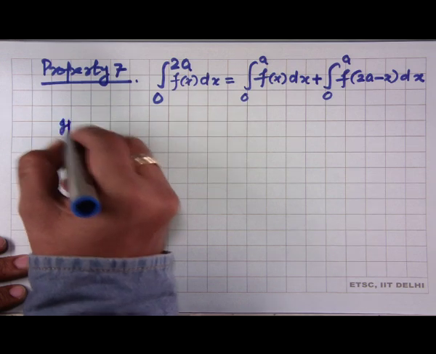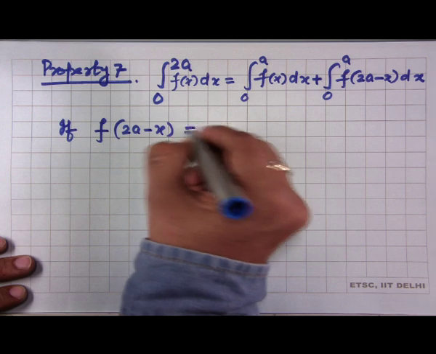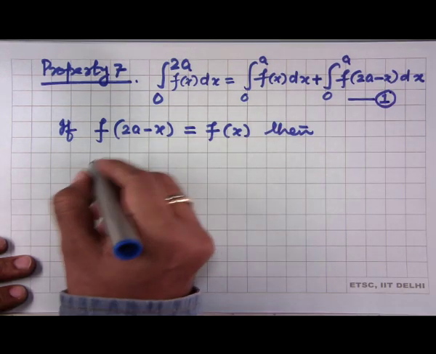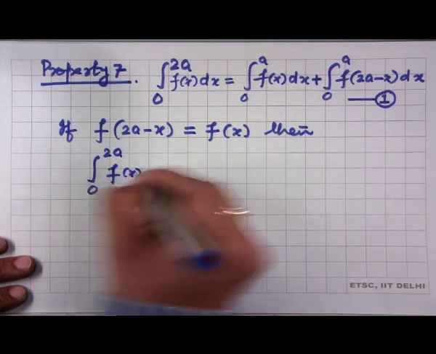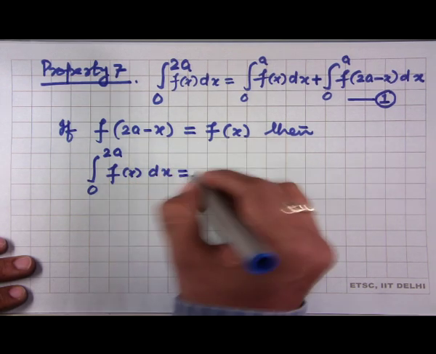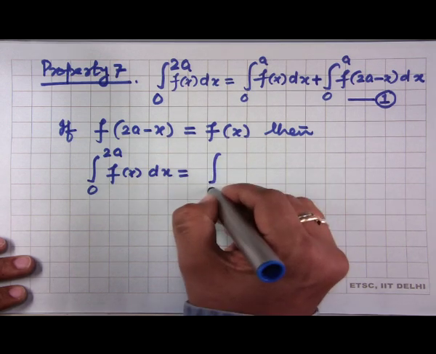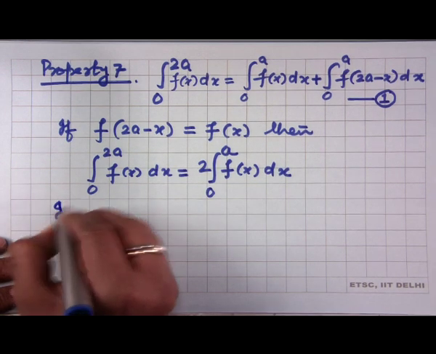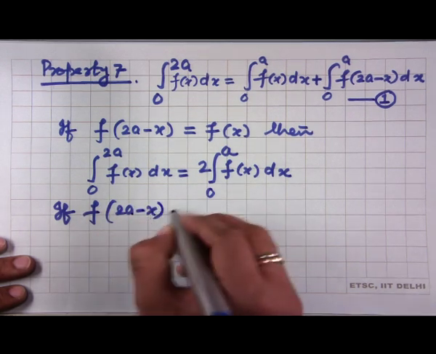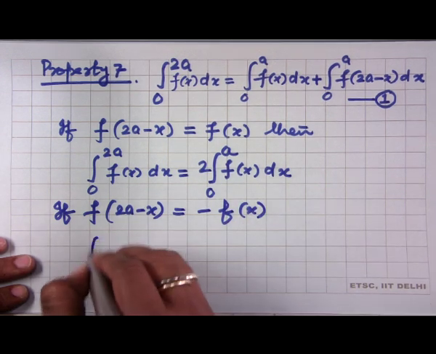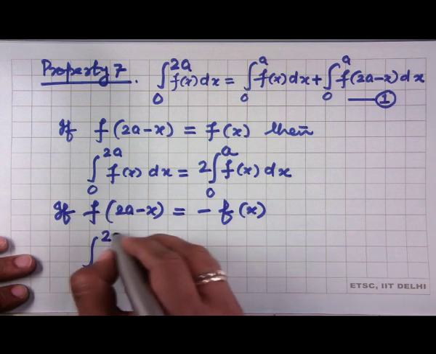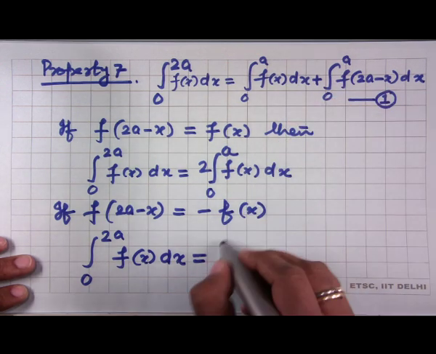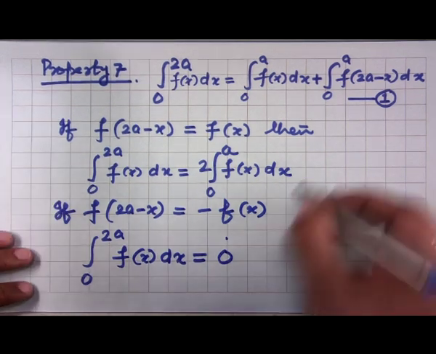Now, if f(2a minus x) is equal to f(x), then property 6 will be simplified into this, and if f(2a minus x) is equal to minus of f(x), in that case this property 6 will be simplified and you will be getting 0. So, this is property 7.